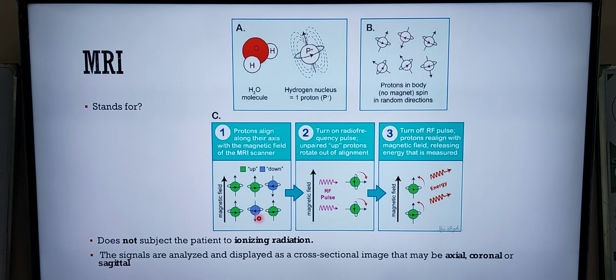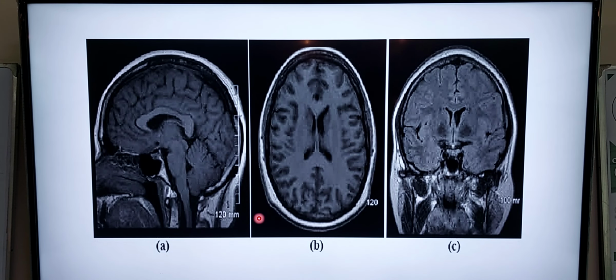So this does not subject the patient to ionizing radiation because a magnetic field is being used, whereas CT uses ionizing radiation. The signals are analyzed and displayed as a cross-sectional image that may be axial, coronal, or sagittal. So which one is which? A is sagittal, B is axial, and C is coronal.